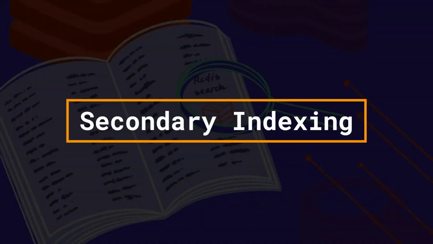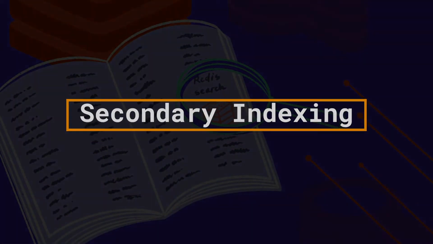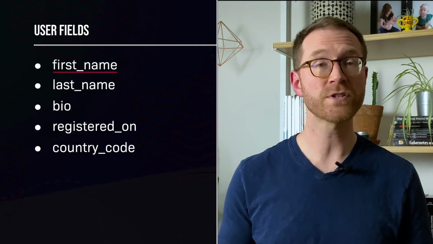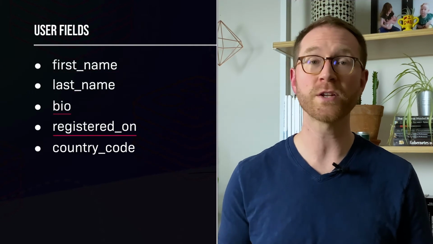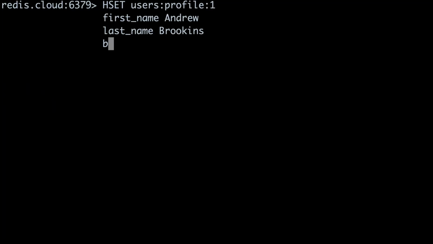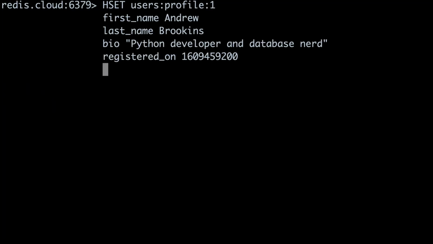To understand querying and secondary indexing in Redis, let's compare and contrast the way we store and query a simple user model in Redis with the way that we do that in a relational database like Postgres. In Redis, I'm storing my users in hashes with the fields you see here on screen. First name, last name, bio, registered on, and country code. I can now add a user by issuing this hset command.